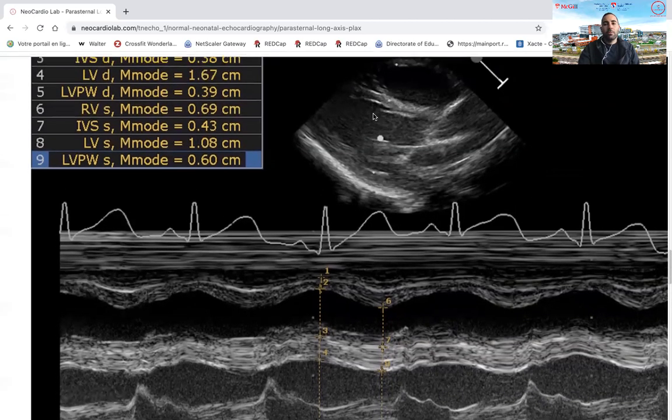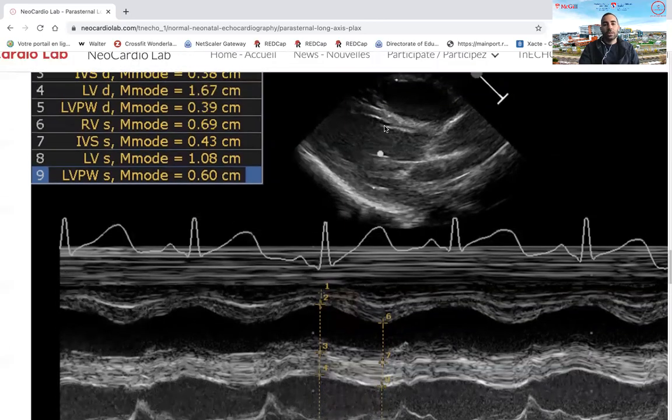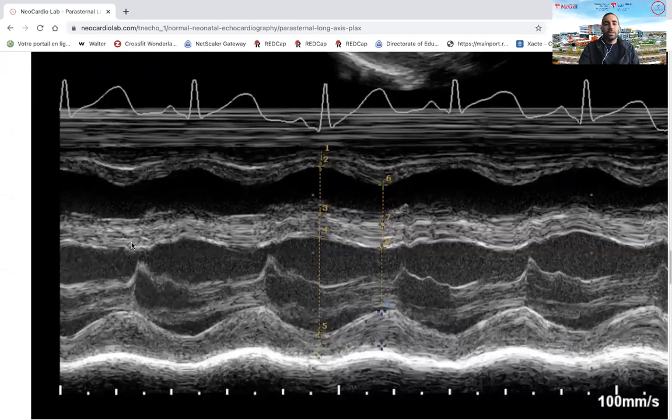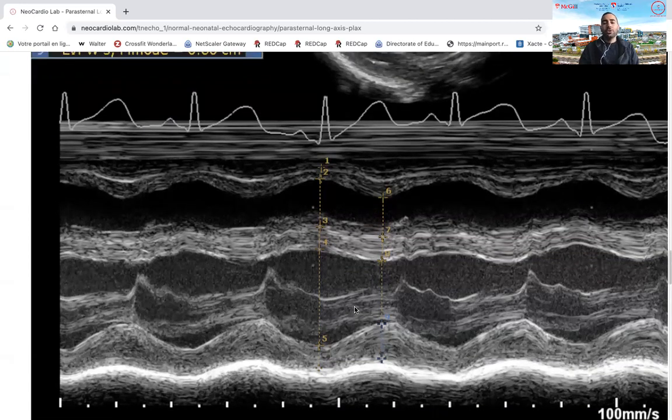So using the M mode in the parasternal long axis view with a line of interrogation at the tip of your mitral valve, you can here see that you have your RV free wall, your RV cavity, you have your interventricular septum here, you have your LV cavity, and eventually the posterior wall of the left ventricle. And then using the M mode, there are a few specific equations that can be applied in order to have a sense of the left ventricular mass.